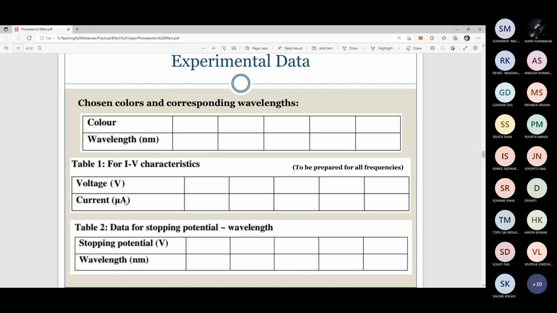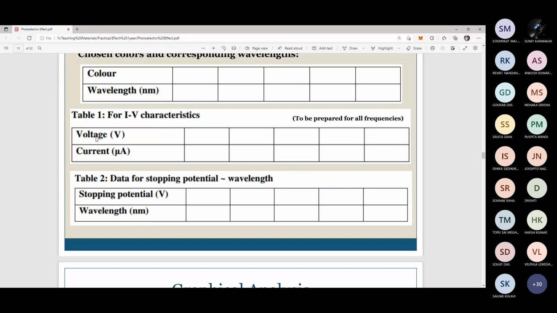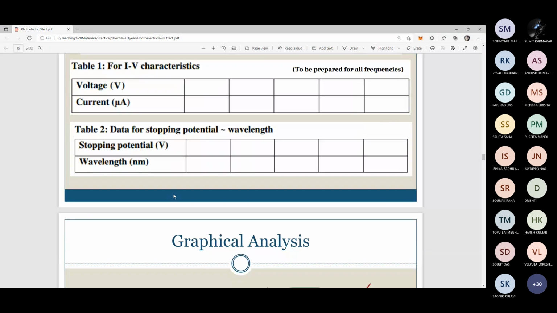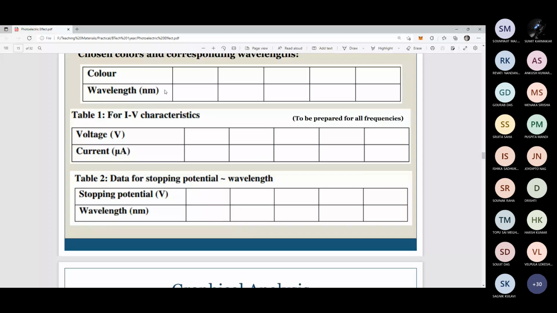Now the IV characteristics. You need to change the voltage and note down the current. That is voltage versus current, right? Then from that you have to calculate the stopping potential for each wavelength. For this particular wavelength, you change your voltage until the current is 0. That particular voltage you have to note down with the corresponding wavelength. Then you have to take different sets.